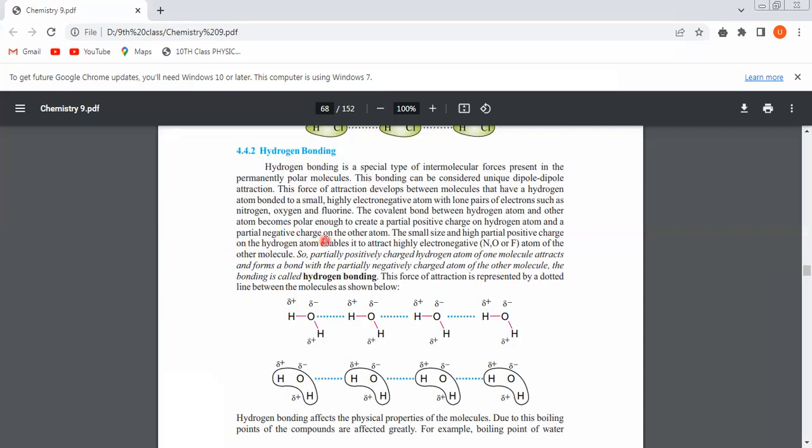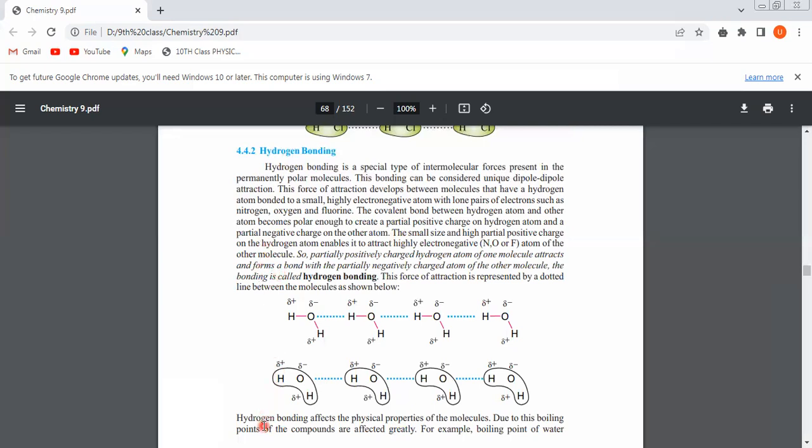The small size and high partial positive charge on the hydrogen atom enable it to attract the highly electronegative nitrogen, oxygen, or fluorine atom of the other molecule. So the partially positively charged hydrogen atom of one molecule attracts and forms a bond with the partially negatively charged atom of the other molecule. The bonding is called hydrogen bonding. This force of attraction is represented by a dotted line between the molecules.